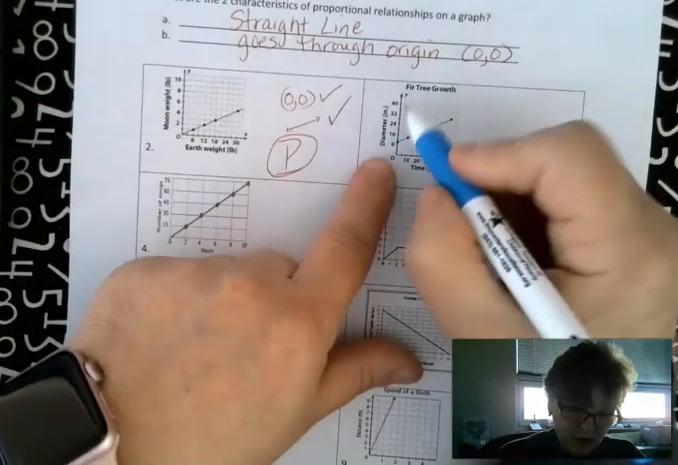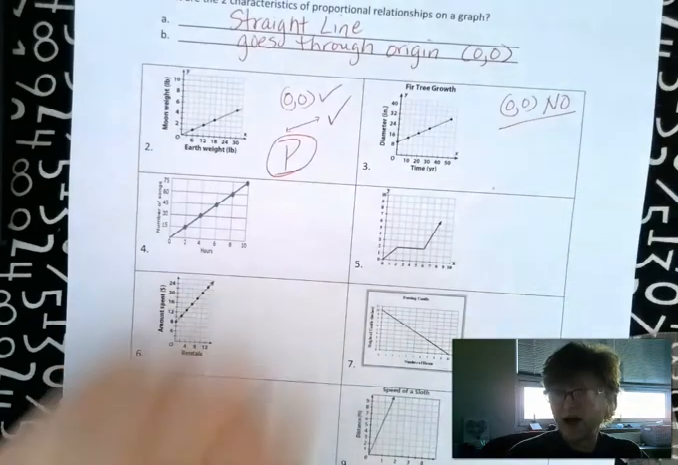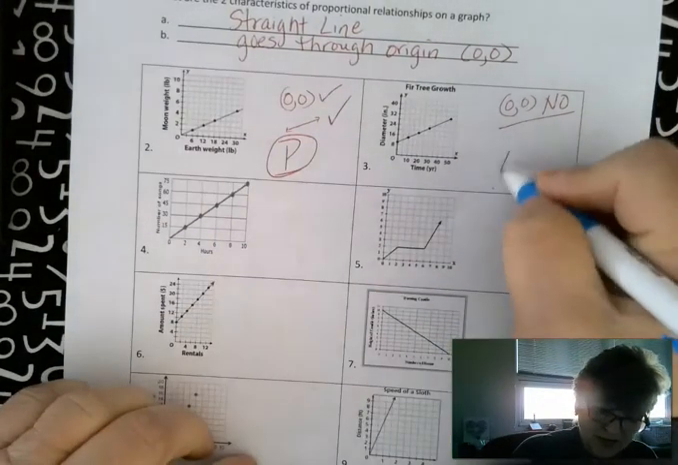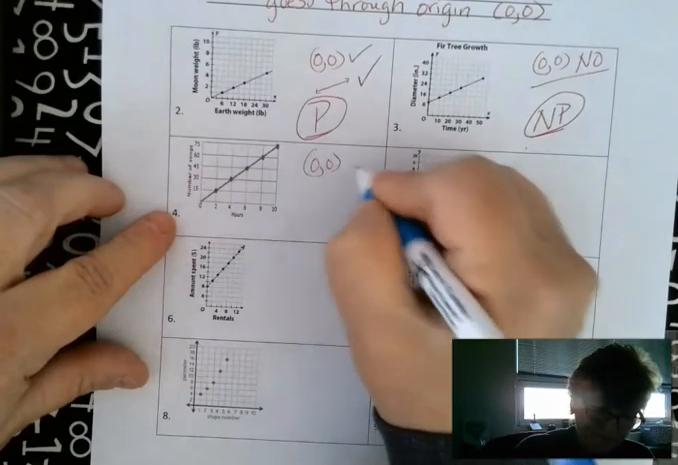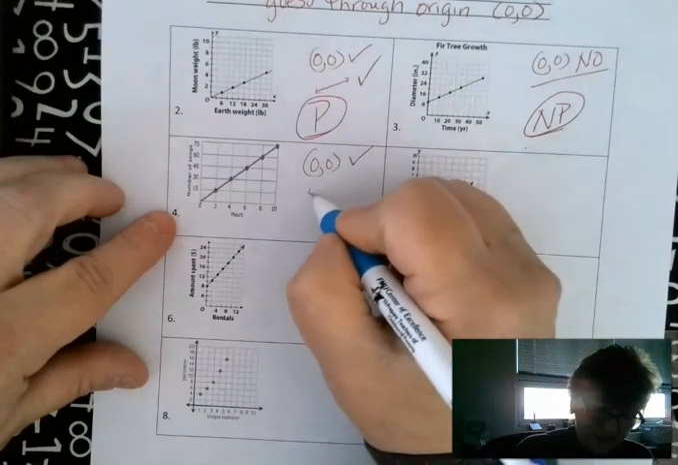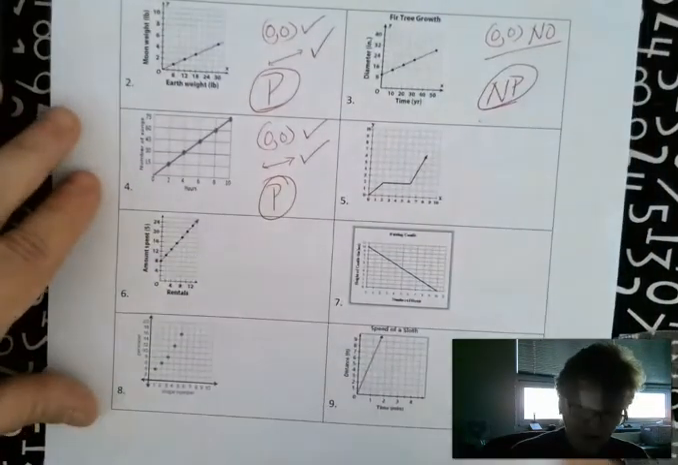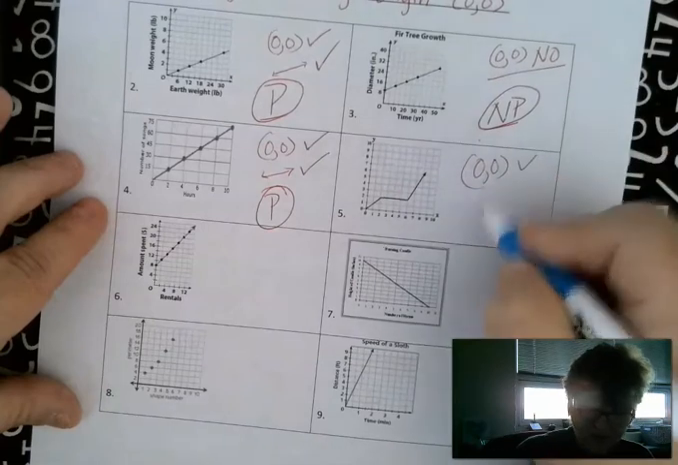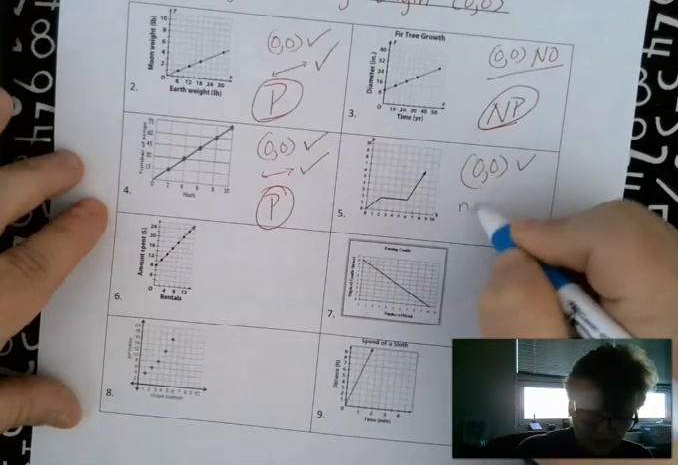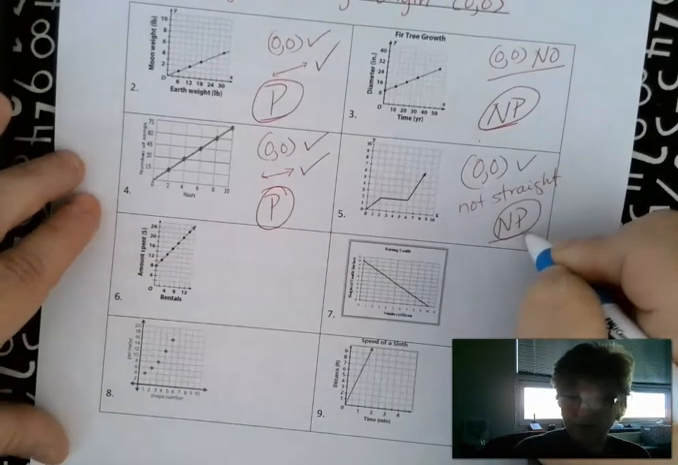Let's go to the next one. Do we have 0, 0? No. So we can stop because it doesn't matter if it's straight. So that is non-proportional. Okay? Fourth one. 0, 0. Yes. Is it a straight line? Yes. So it's proportional. We've got 0, 0. But obviously when you look at this, you see it's not straight. So it is not proportional.